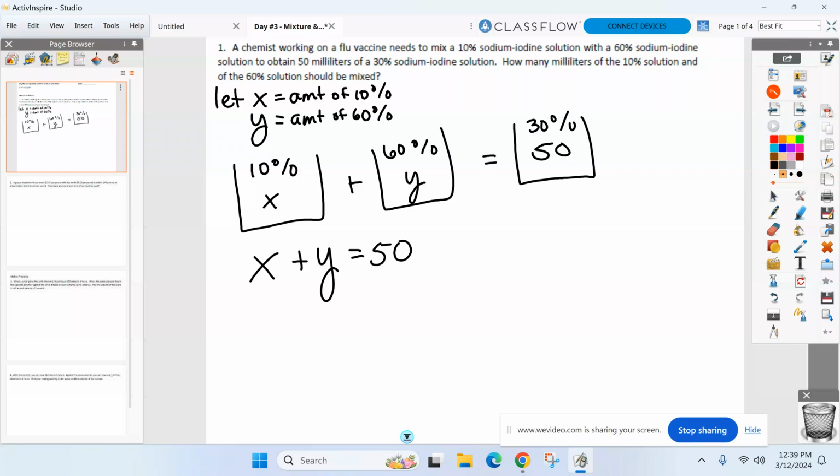Now we apply the percents. 10%, but I don't want to leave it as percent, right? You guys know the deal around here, right? We leave it as a decimal, 0.10 times how much do we have? It's right in the bucket. How much do we have? x plus, not 60, but 0.60. How much do we have?